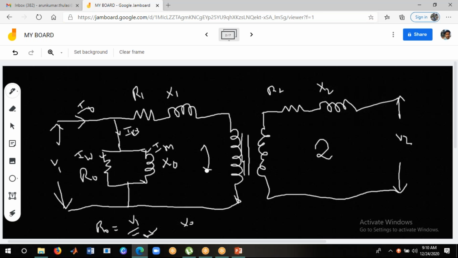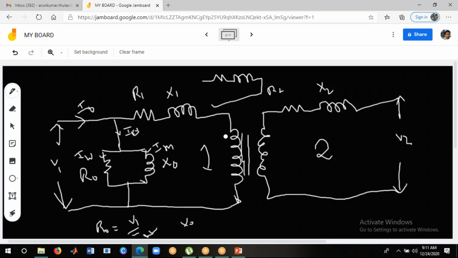Equivalent resistance and equivalent reactance mean the addition of resistance in the circuit and the addition of reactance in the circuit. Suppose we have resistance and reactance in the primary as well as the secondary. Now I need to reduce this circuit to a single form, so that the circuit looks like this. So we have to add these, so that we get an equivalent resistance and reactance.